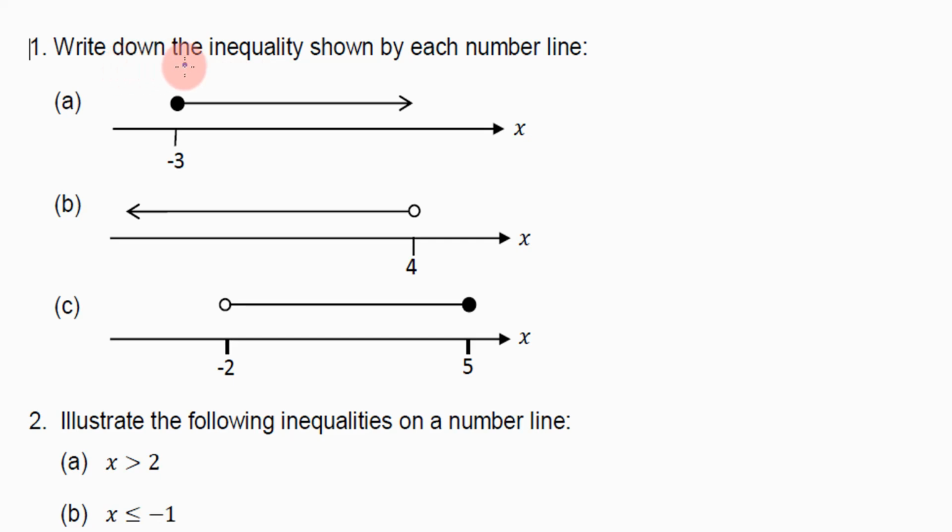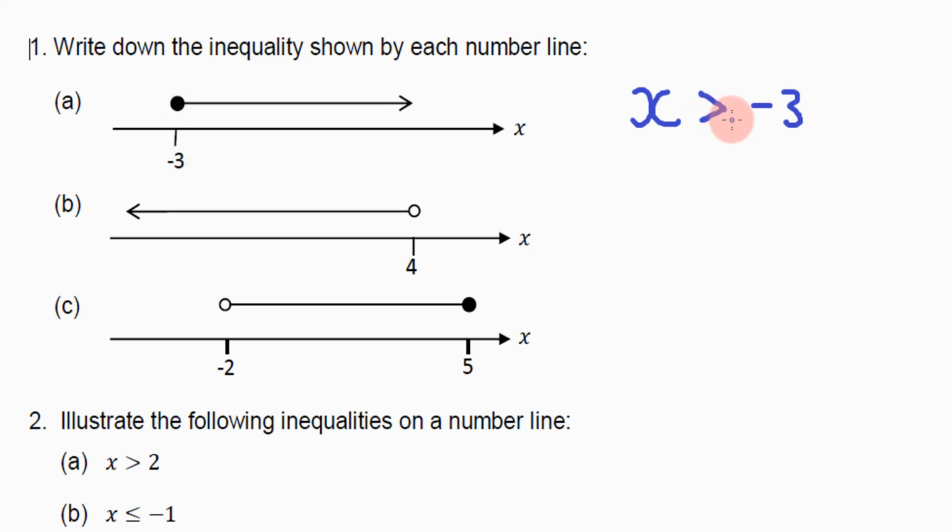In question 1, we have to write down the inequality shown by each of these number lines. So in A, here the arrow is pointing towards the right of -3. All numbers to the right of -3, of course, will be greater than -3. So we know that x will be greater than -3. However, the dot tells us that we must include -3 as well. So all numbers greater than or equal to -3.